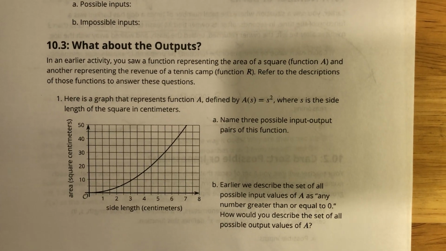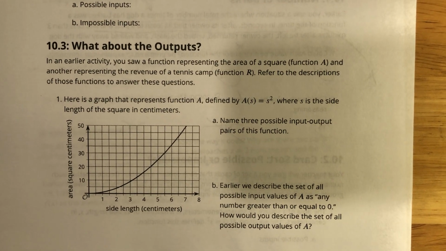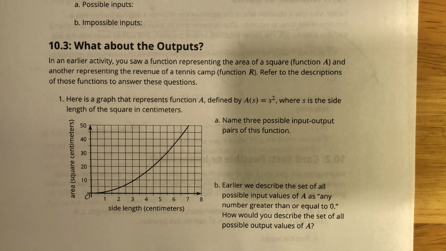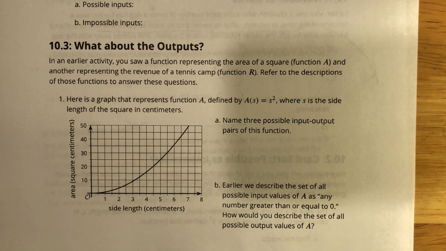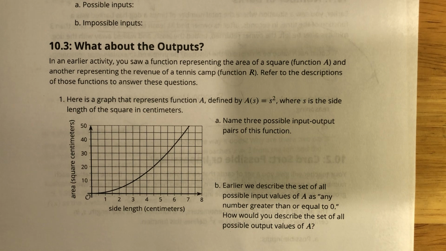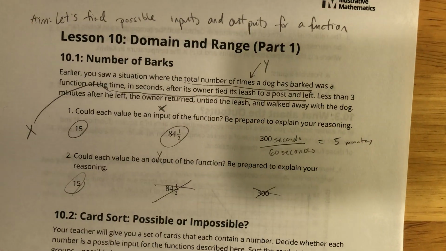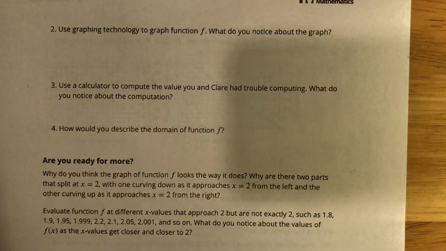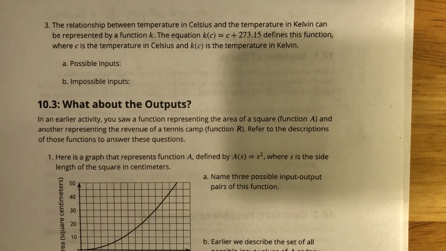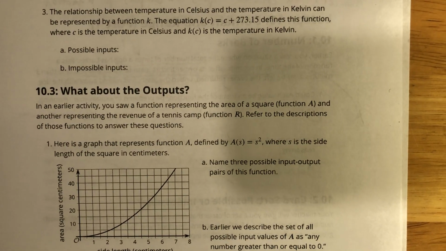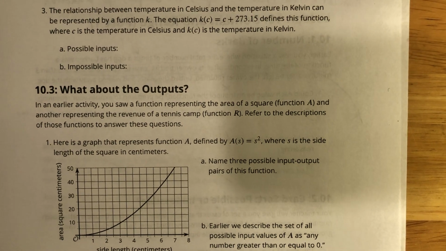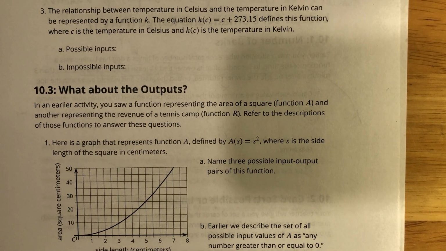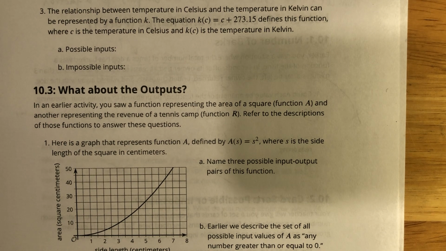10.3, what about outputs? So we're talking about y values now. In an earlier activity, you saw a function representing the area of a square, function A. That's number 1 on 10.2. And another representing the revenue of a tennis camp, function R. That was question number 2. Refer to the descriptions of these functions to answer these questions.